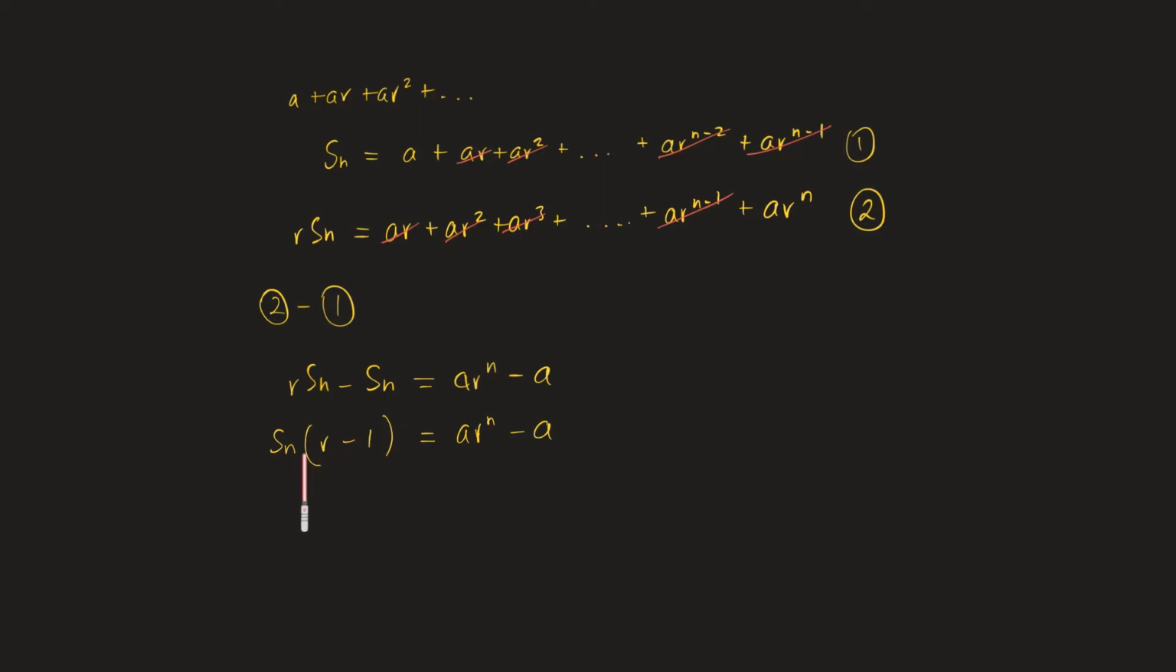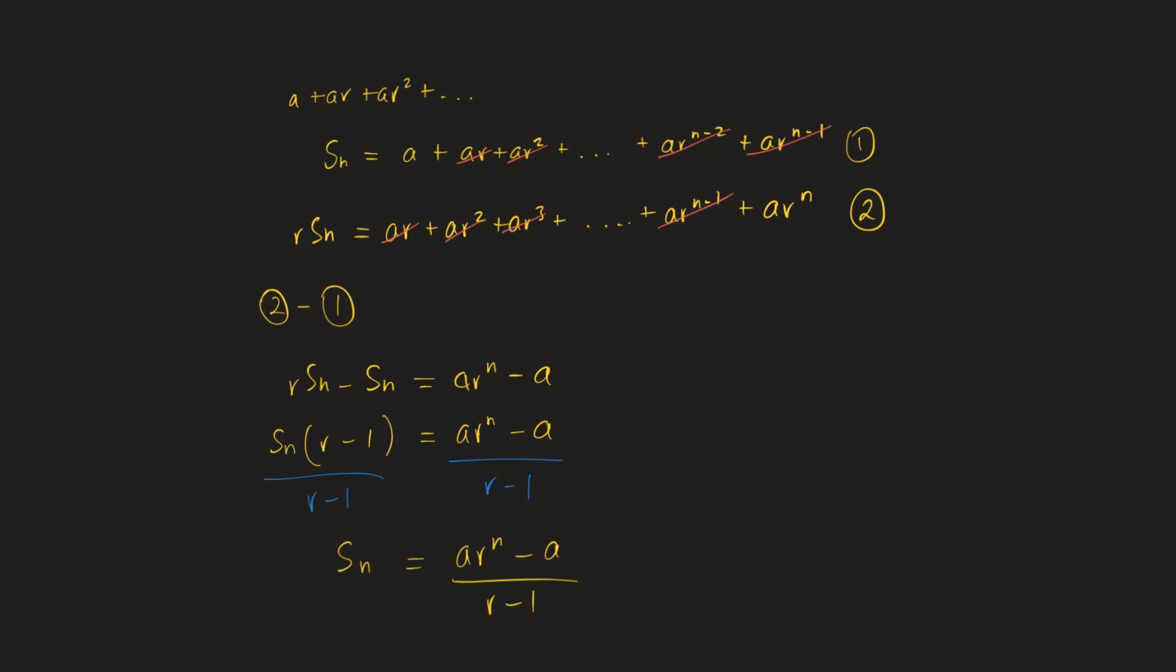And now what I want to do is divide both sides by r minus 1. And that will give me the sum, a(r to the power of n minus 1) all over r minus 1. And that's going to be our formula for the sum of a geometric series. However, you might look at that and say, well, what happens if r equals 1? Then this bottom is going to be 0, and that's going to create a problem.